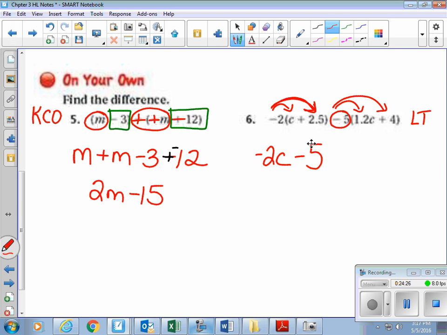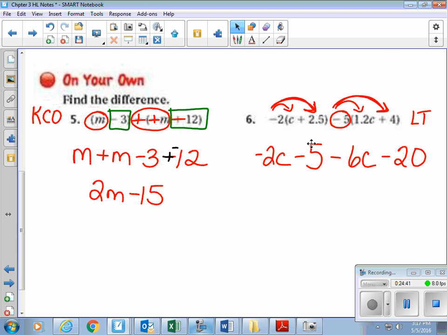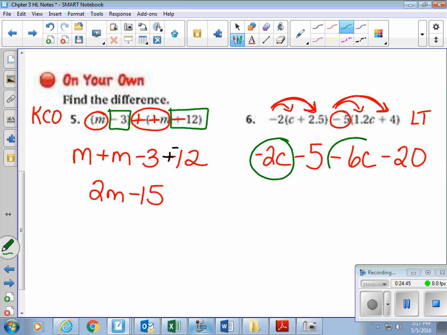Negative 5 times 1 and 2/10 c is a negative 6c, and negative 5 times a positive 4 would be a negative 20. Now I'm going right to my like terms. So if I put a circle around negative 2c, I'm also going to circle negative 6c because they have that c in common. And I'll put a square around negative 5, and I'd also square the negative 20.